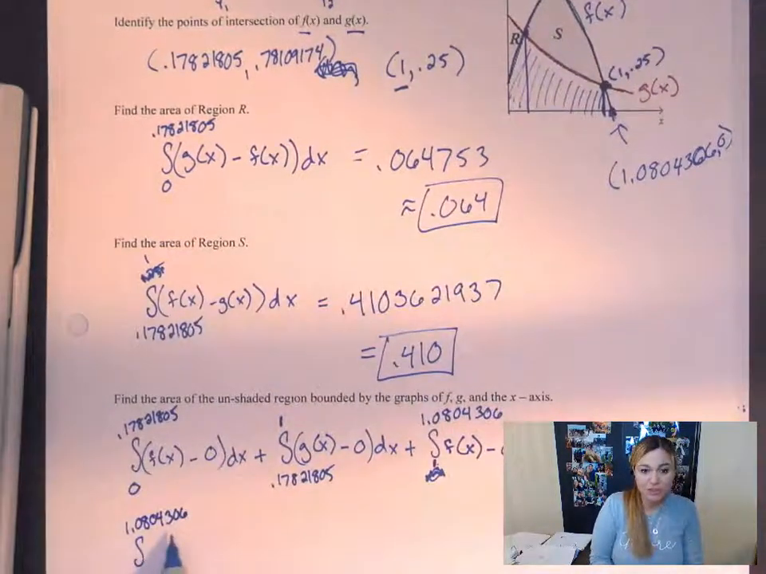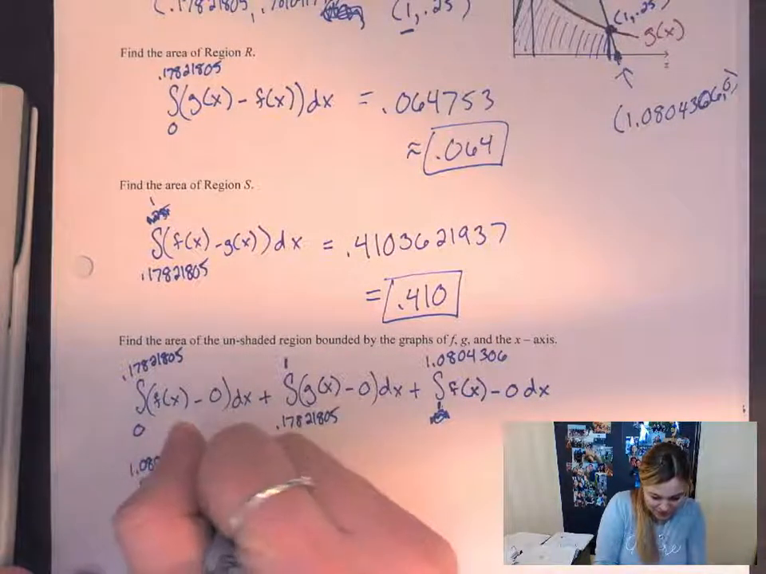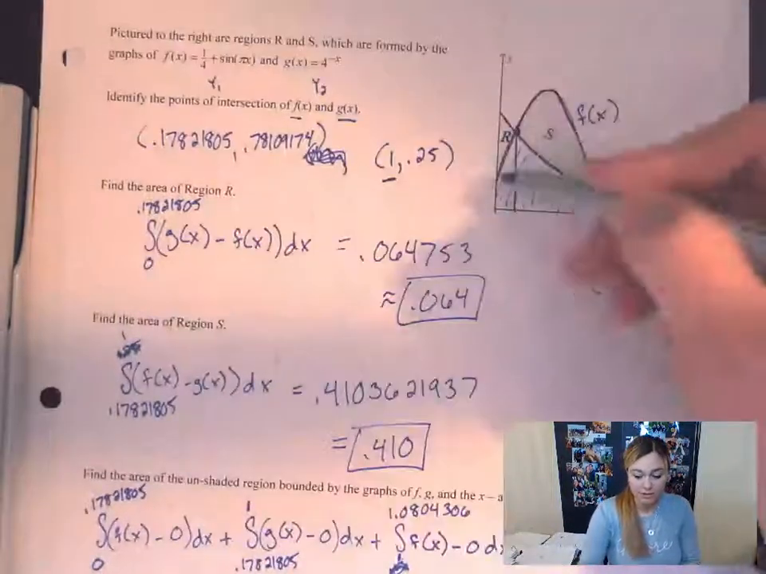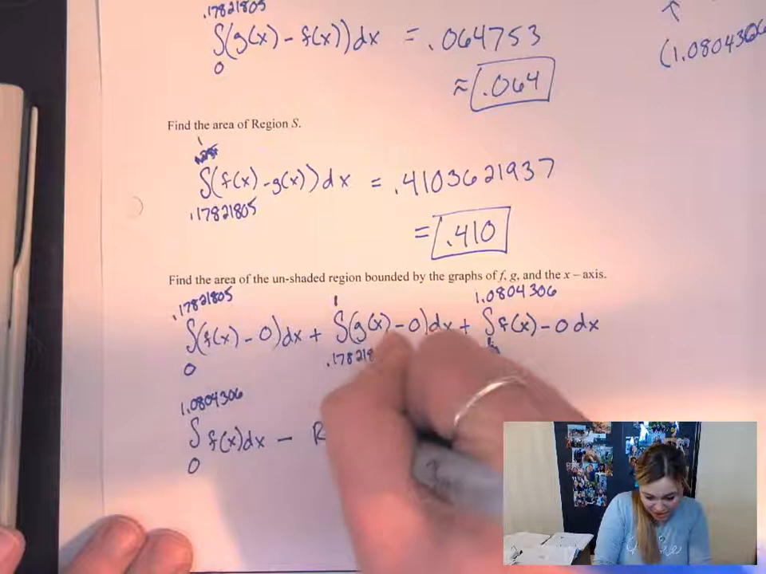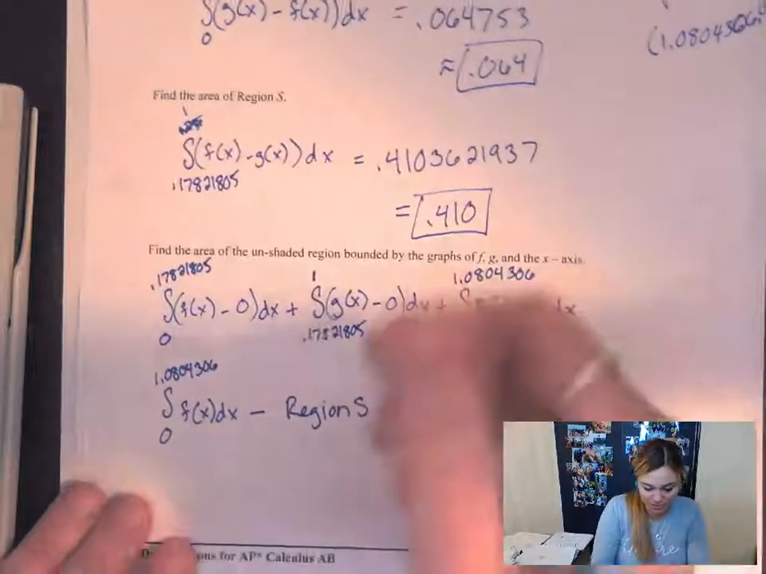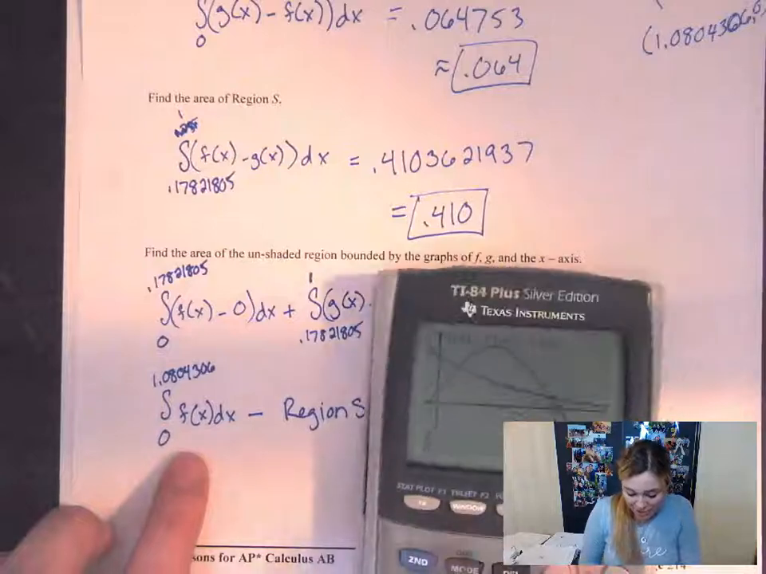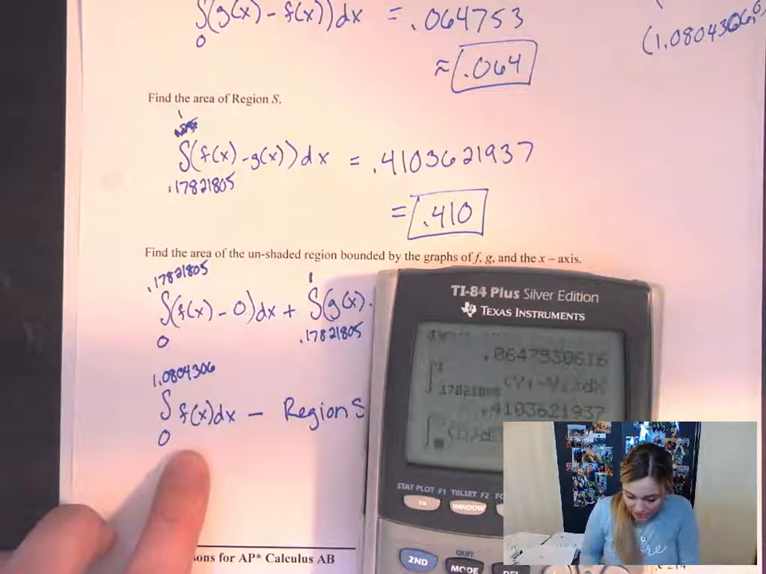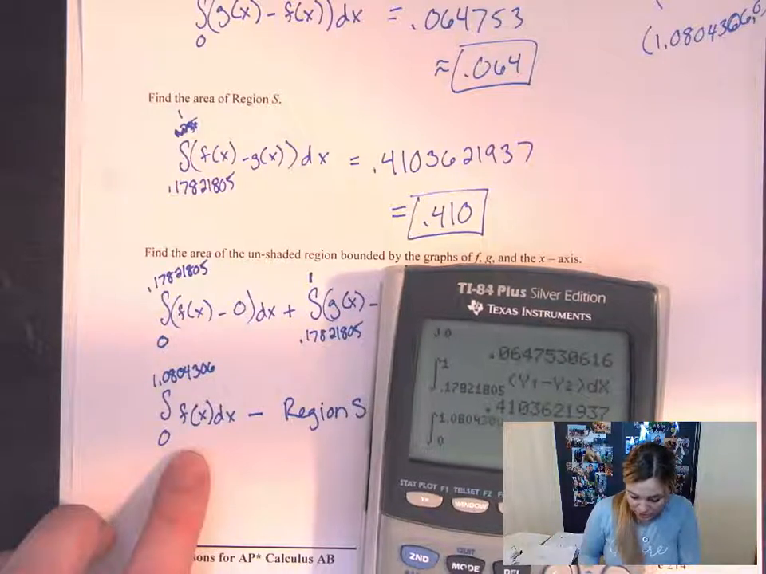Yeah, we're good. I just want to make sure I don't forget something. See how it's that function value, f of x dx, or you could say f of x minus 0 this entire time, minus region S, which we already found was 0.410362913. So then this one becomes a little bit easier. You can just say, oh, well, I'm going to integrate f of x. Remember, f of x was the same thing as my y1. So I'm going to do math 9, 0 to 1.0804306.